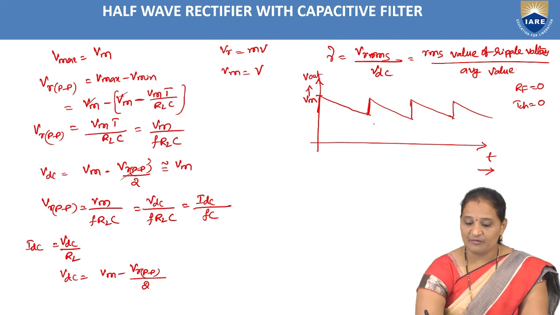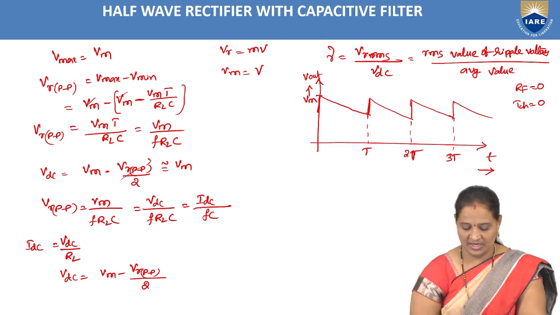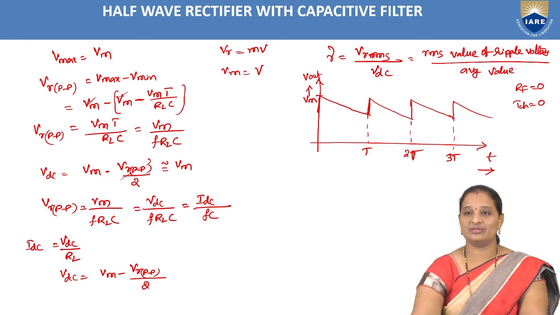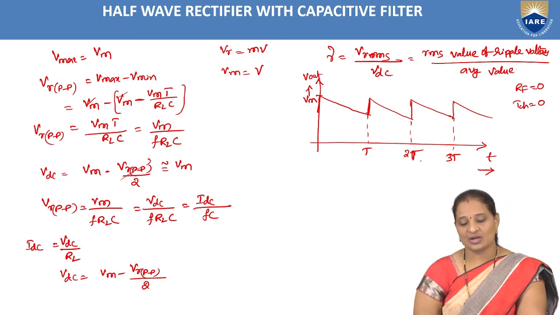So that means we are going to calculate the RMS value of this waveform, where each cycle has a period of T. So T, 2T, 3T and so on. So we want to find out the RMS value of this waveform. That means we need to find out the RMS value of this sawtooth waveform.